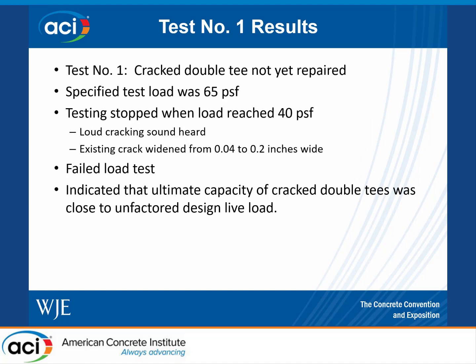So the first test, again, was the cracked double T that had not yet been repaired. The specified test load was 65 PSF. We were forced to stop the test when the applied load reached 40 PSF. There was a loud cracking sound, and then the existing crack, or one of the existing cracks, widened from 0.04 to 0.2 inches immediately. So this member failed the load test, and really indicated that the ultimate capacity of the cracked double T beams, at least this beam, was close to the unfactored design live load.